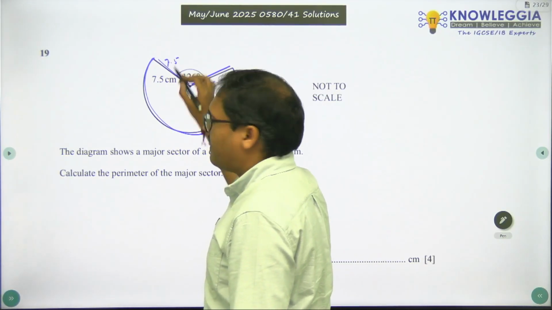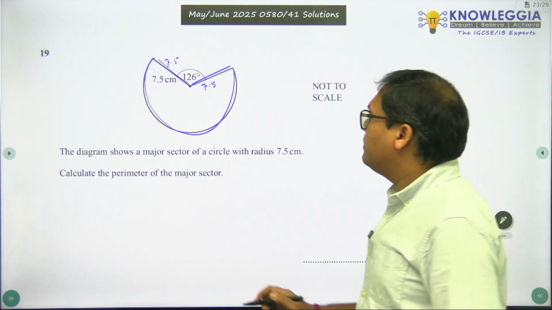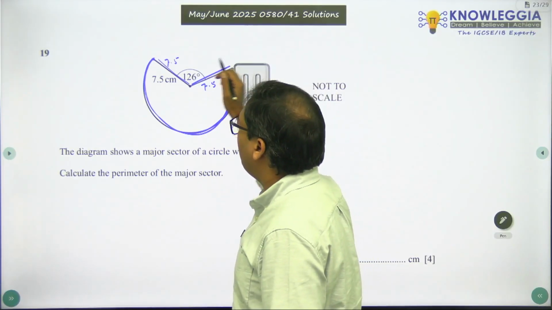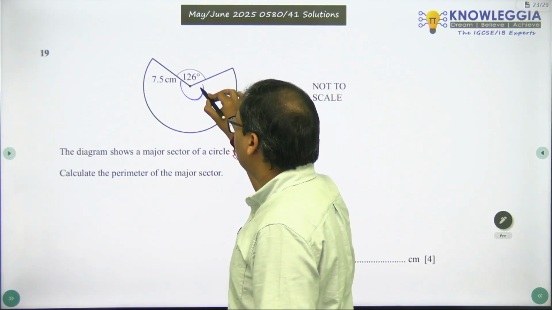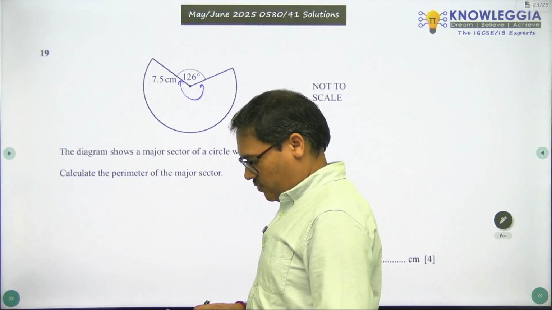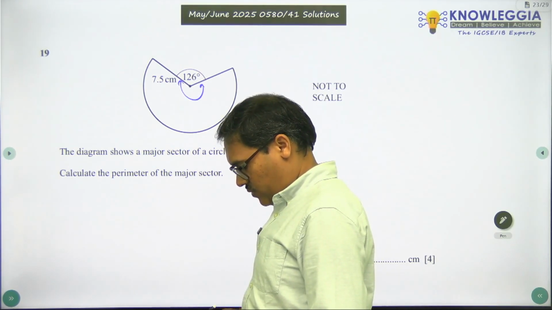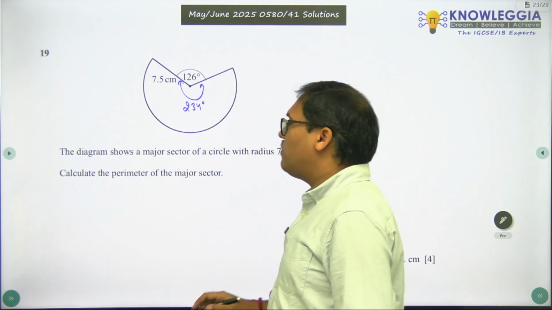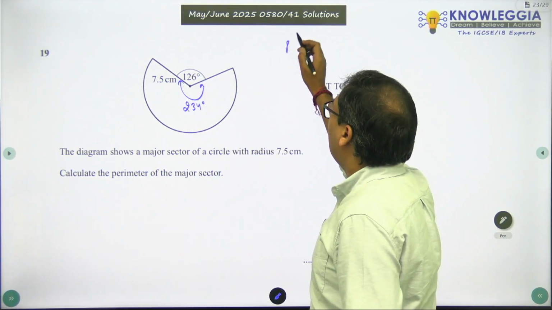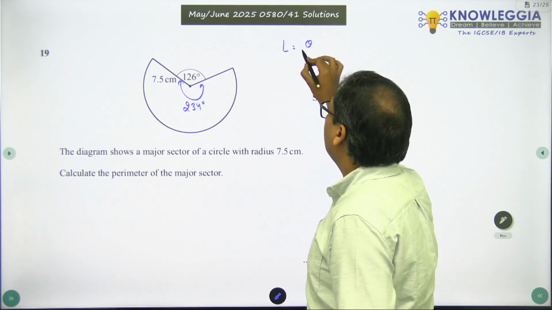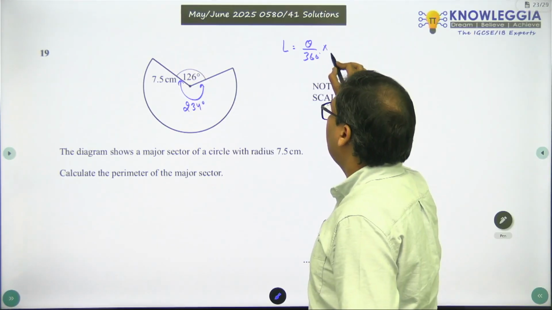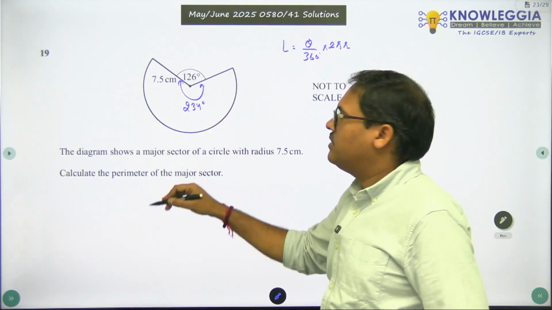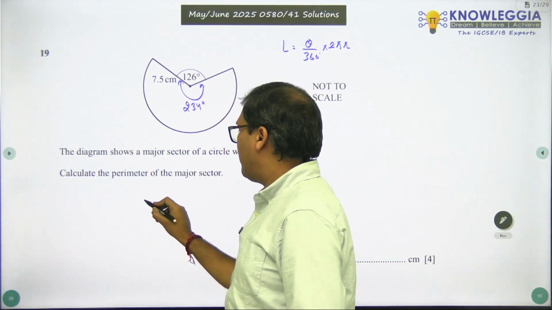This is 7.5. Okay. Now how will you find the length of this? This is the length of arc. Now how to find the length of arc? You can see what is this angle? This is 360 minus 126, which is 234. And we know the length of arc is equal to theta upon 360 into 2 pi r, where theta is the angle subtended by that arc. So this arc is subtending 234.